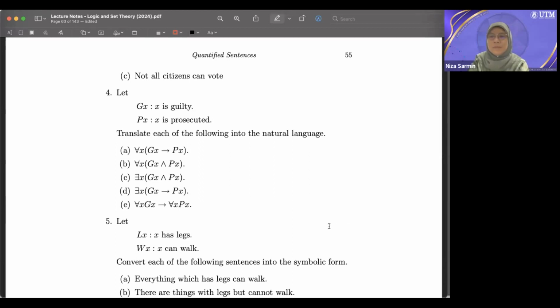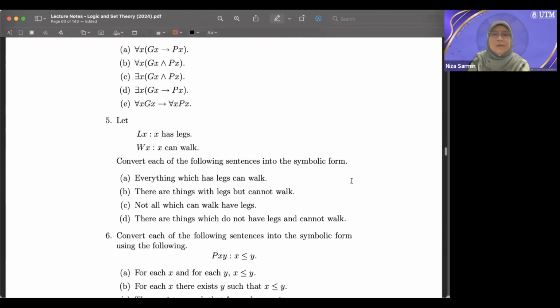Okay. Let me see thumbs up if it's okay. Symbolic form is much easier actually, rather than to do in language, right?